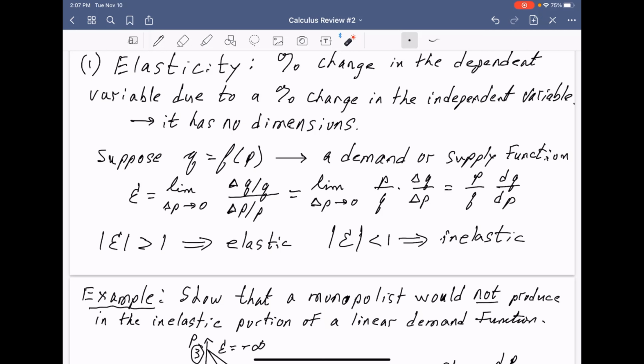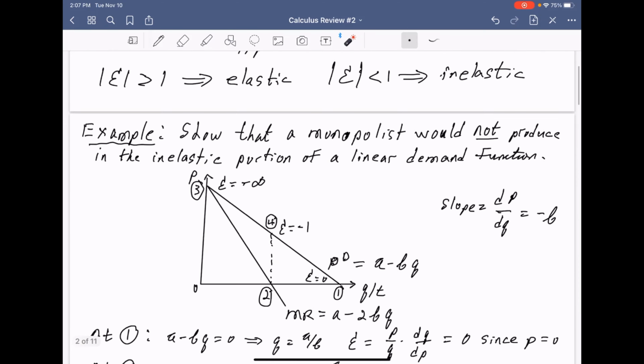Now we define elastic as elasticity which is greater than 1, and we notice that it's in absolute brackets. So in other words, it's the absolute value. So for example, in a demand function, we have a negative slope. So as a result, we would take the absolute value of that in order for it to be elastic. If the absolute value of the elasticity is less than 1, it's inelastic.